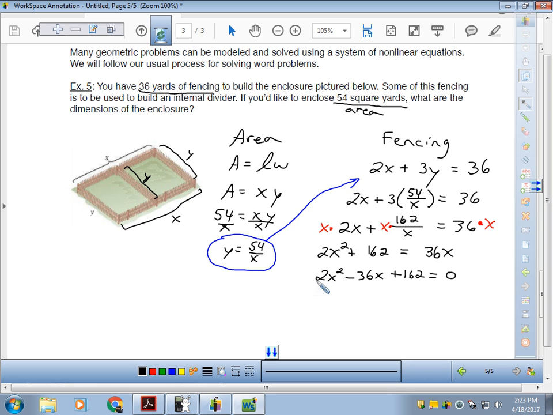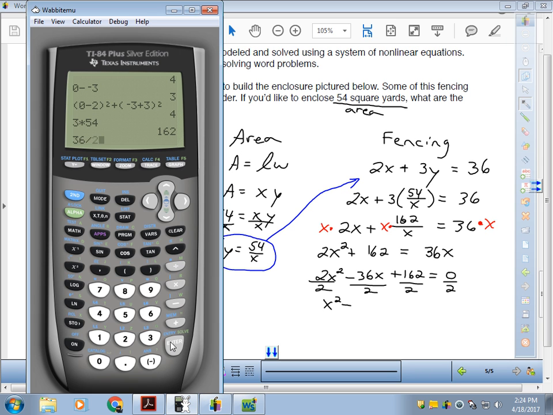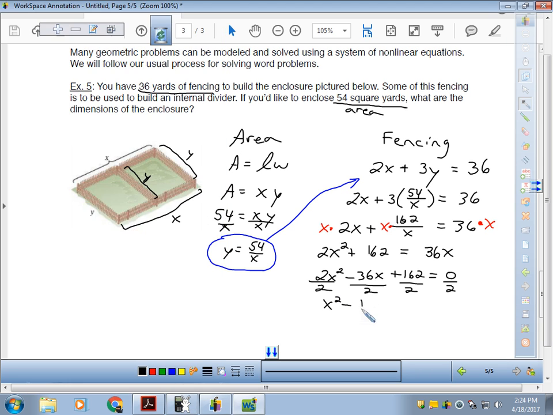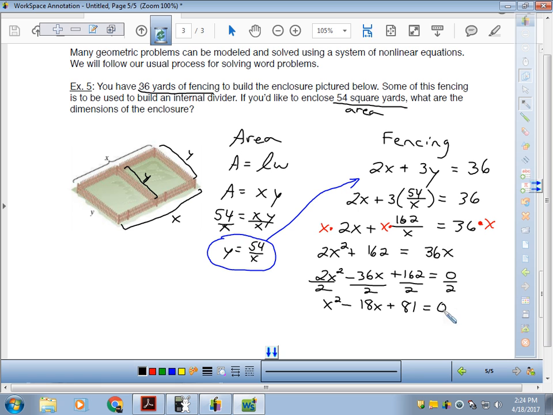And then to make my life a little easier, I'm going to divide everything by 2, just to make things nicer. So 2x squared divided by 2 gives me x squared minus, see, 36 divided by 2, I think it's 18, but we'll verify. 36 divided by 2, yep, it's 18, so minus 18x plus, and then 162 divided by 2, that's 81, equals 0. So then we would want to either factor that or use the quadratic formula. I'm going to factor it.